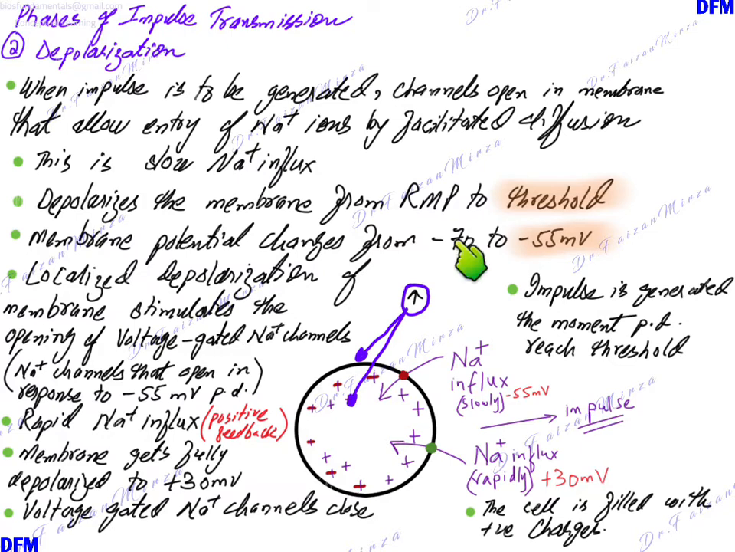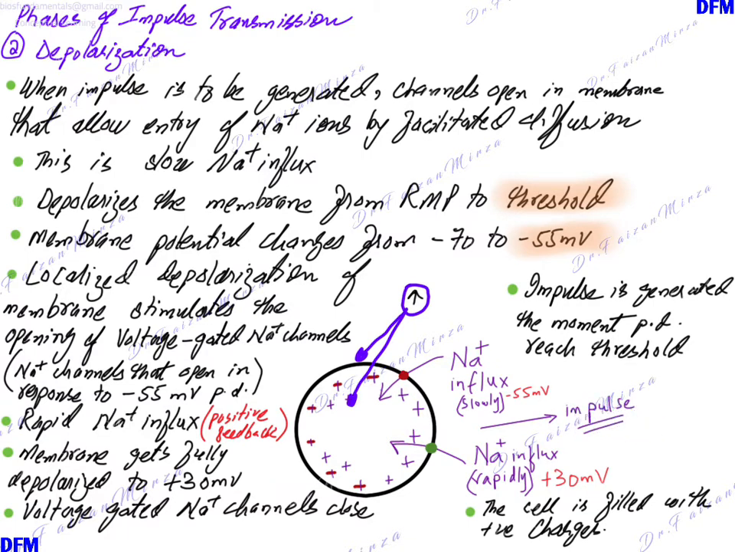The shift of potential from minus 70 to minus 55 is depolarizing from resting membrane potential to threshold. From minus 55 to plus 30 is the membrane getting fully depolarized, from threshold to a fully depolarized value. Both depolarizations are because of sodium ions moving inside the cell by facilitated diffusion, but through different pathways. The moment the threshold value is touched, the impulse is generated. So this is primarily where an action potential or an impulse is generated in a neuron: the membrane must depolarize to a value of minus 55.